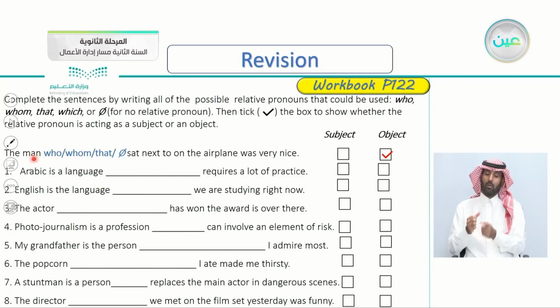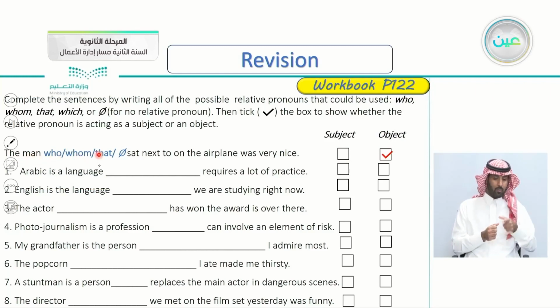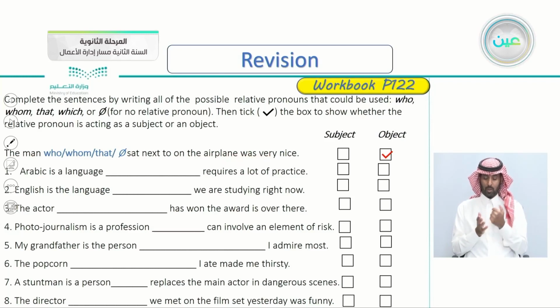The man, who, whom, that, or no relative pronoun, because we can remove it. We can just say the man I sat next to on the airplane was very nice, because here it's referring to the object.